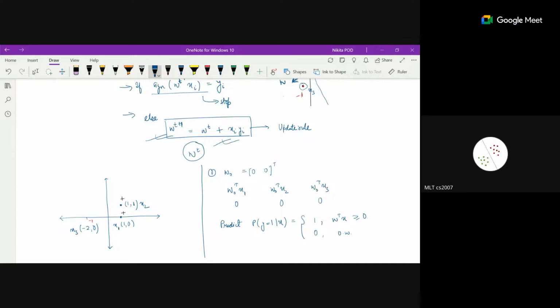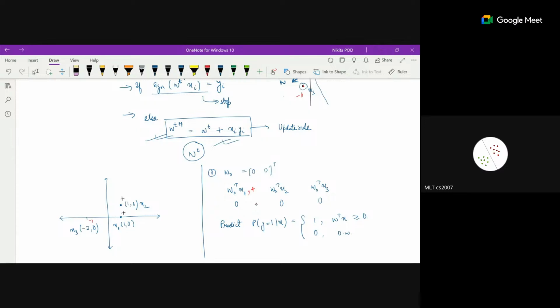So I know that the label for this x1 is positive, right? So if this was positive, my W transpose x is anyway coming out to be 0, so I will predict this as 1. So there is no mistake happening over here.